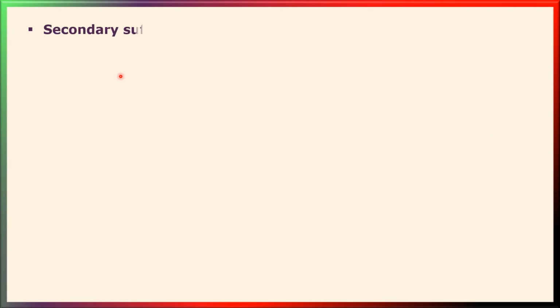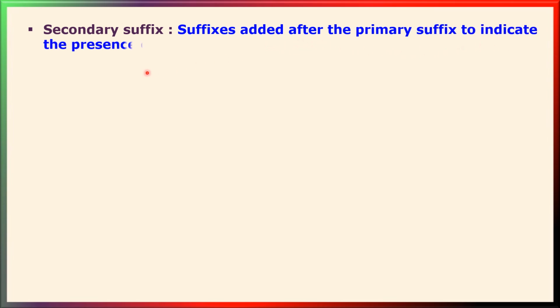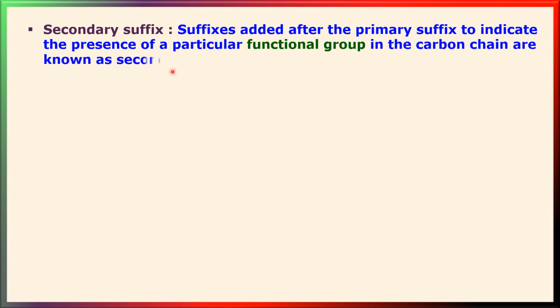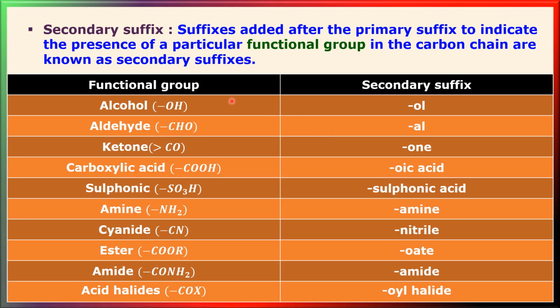Next one is the secondary suffix. Suffixes added after the primary suffix to indicate the presence of a particular functional group in the carbon chain are known as secondary suffixes. So here you can see the list of the secondary suffixes: the name of the functional group and the secondary suffix we have to use. If the alcohol OH functional group is present, the secondary suffix you have to use is ol.